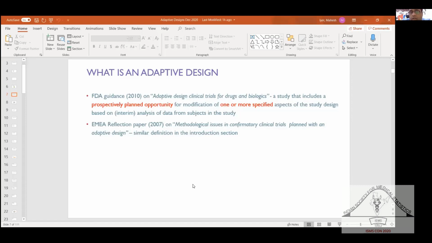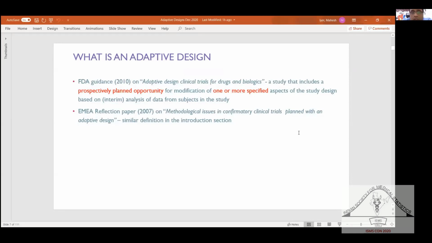What does that mean? It doesn't mean that you can take a look at what is coming out from the results and then go ahead and make a change, unless you have planned for it upfront, a priori. You have to have prospectively planned it, and you can modify one or more aspects of the study design, but you have to specify which aspects you're going to modify. The third part, not highlighted, is that it is based on interim analysis of data.